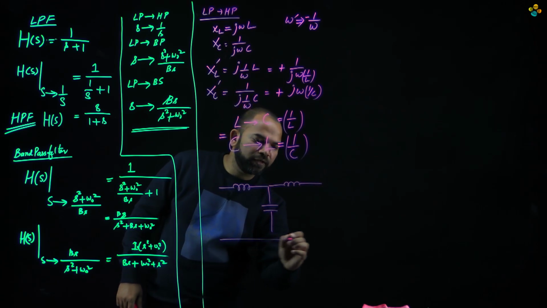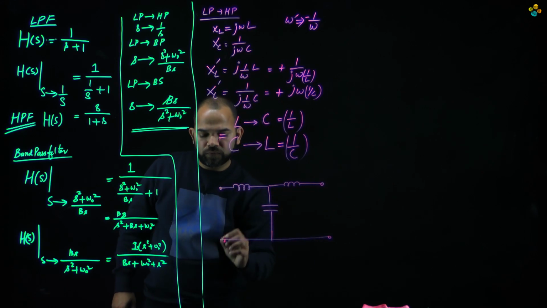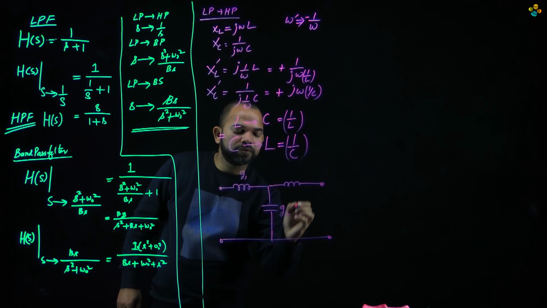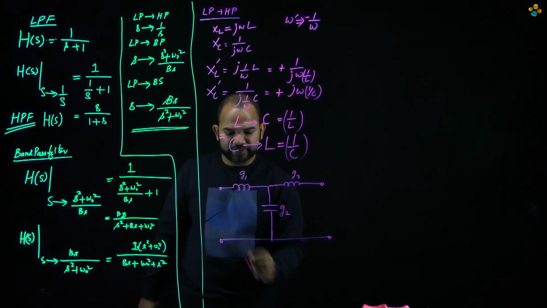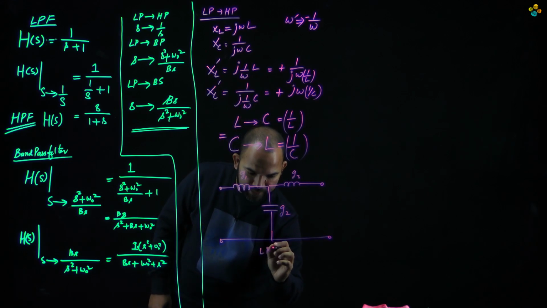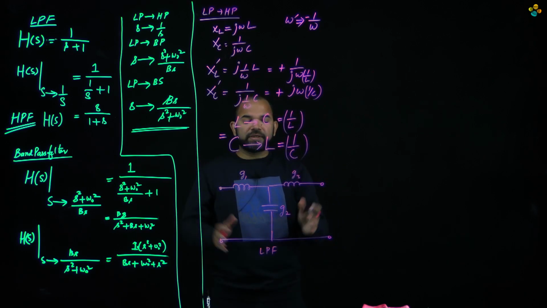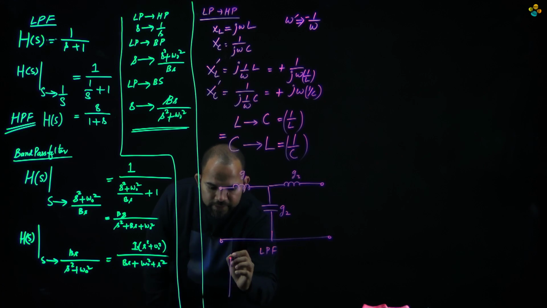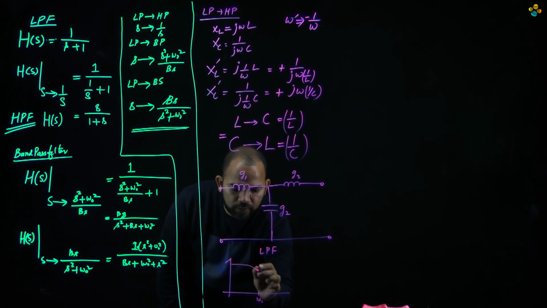So I'm just taking a third order example for simplicity. So this is your G1, this is your G2, this is your G3. Consider this as our low pass filter design that you want to translate to a high pass filter, and let's consider its response at omega c is like that.